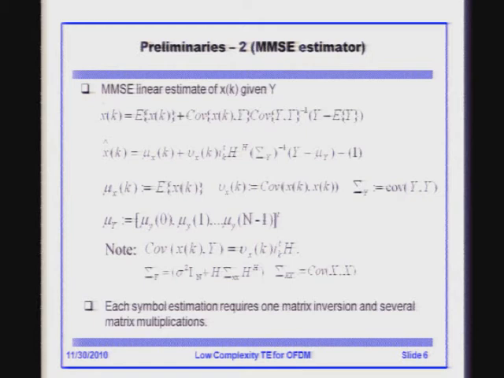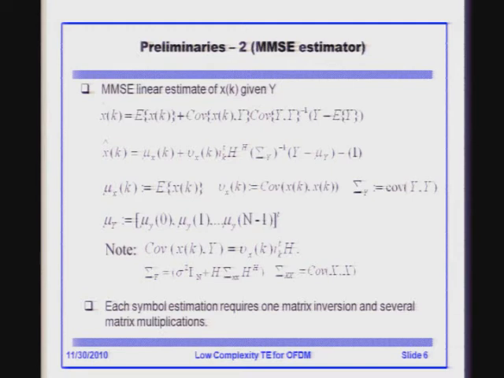If we substitute for the mean value of x k, and the cross covariance of x k and y, from the system model, remember y is Hx plus w, you get this formula where mu x k is the mean of the current symbol value, and v x k is the variance of the present symbol that we are trying to estimate, and h k Hermitian is the kth row of the system matrix that we have seen a moment ago, and sigma y is given right here.